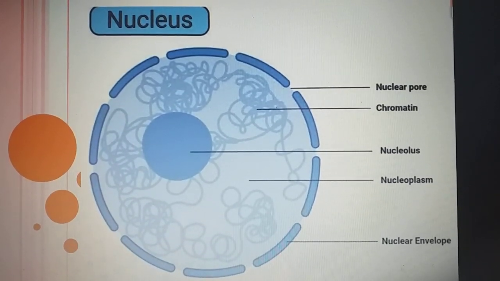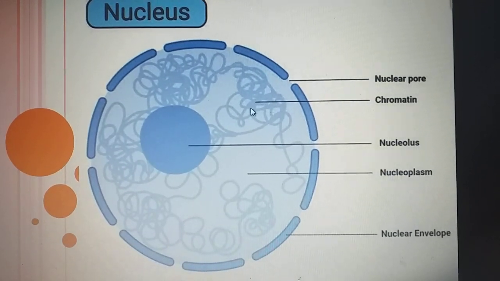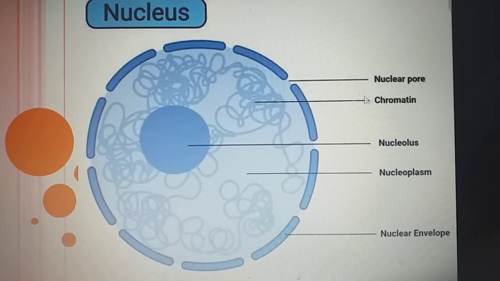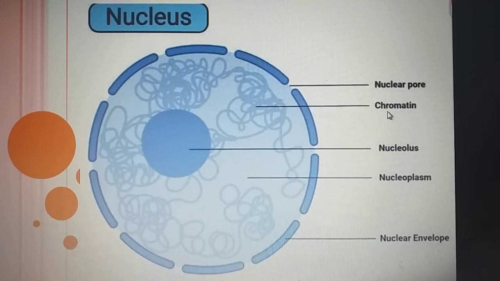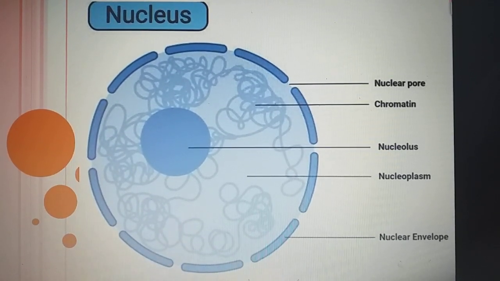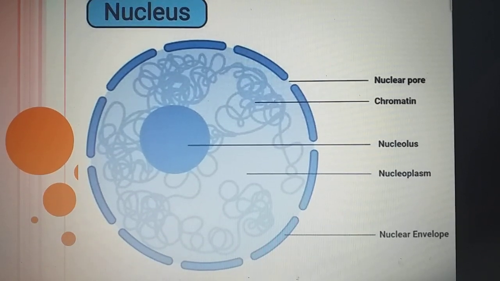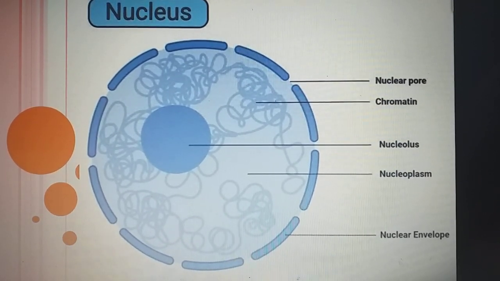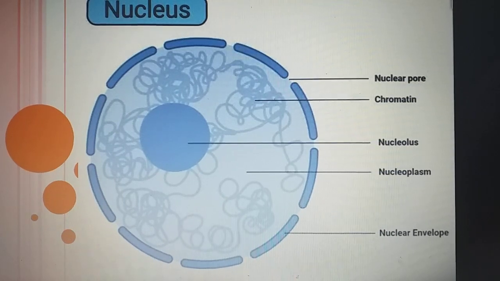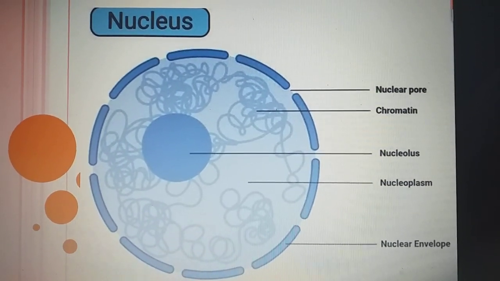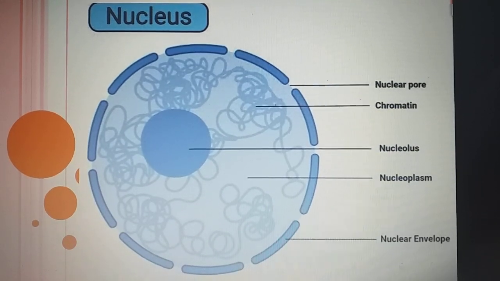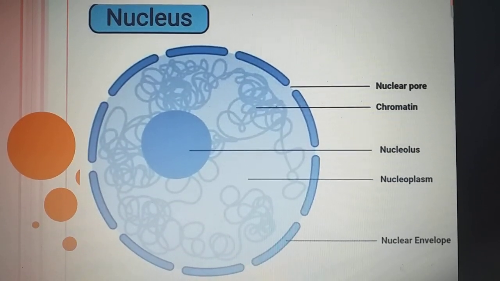Next, chromatin material. See here. This thread-like structure is known as the chromatin material. Chromatin material is in the form of an intertwined mass of thread-like structures made of DNA and protein. Because of its intertwined nature, it is also called chromatin reticulum. During cell division, chromatin becomes a highly condensed, thick rod-like structure known as chromosome.